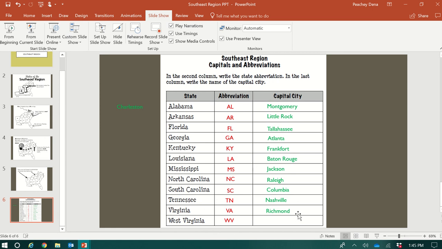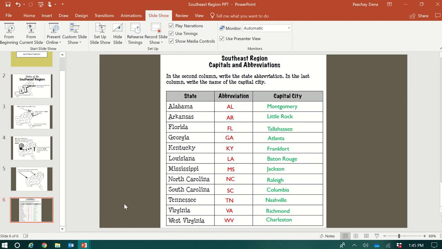All right, West Virginia is the last one. So of course it is Charleston. And then you can see Virginia went west to meet Charles. So all kinds of funny different things you can use to help you remember capital cities and states.